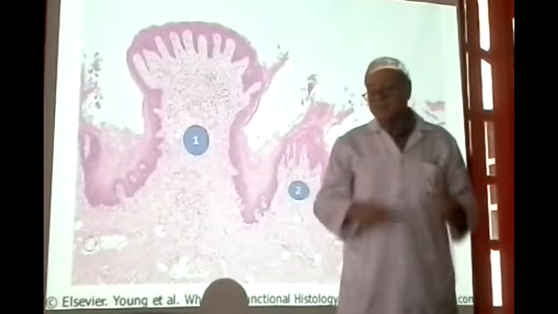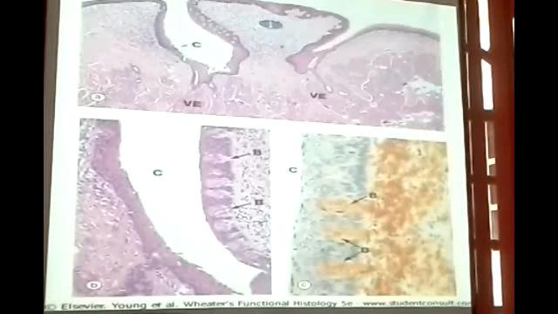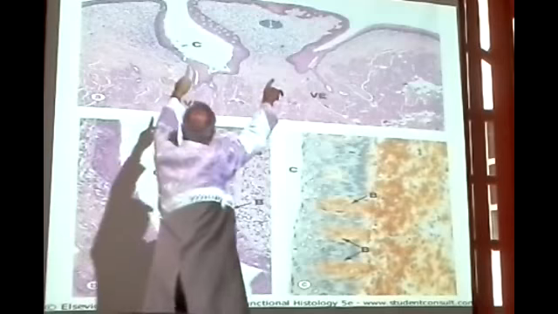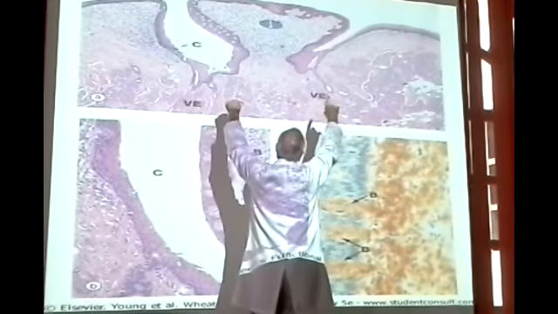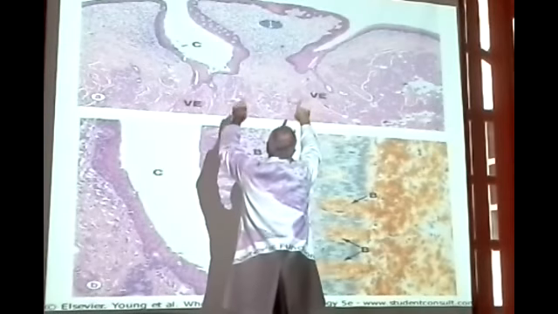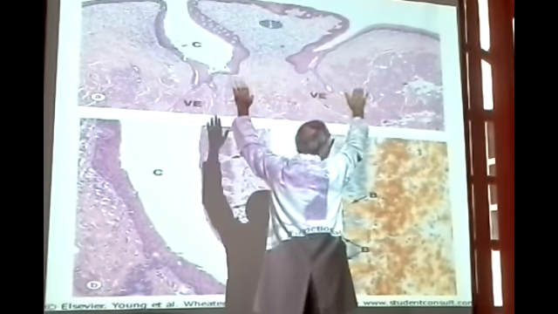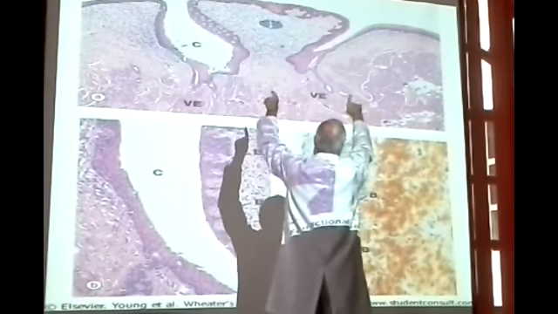Number 3, circumvallate papillae. By circumvallate, they have a surrounding groove. See, surrounding groove. Okay. It is mostly under the surface, but just projecting above the surface, under the surface and surrounded by a groove.